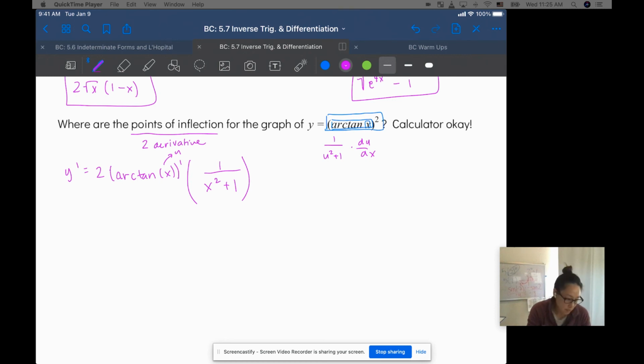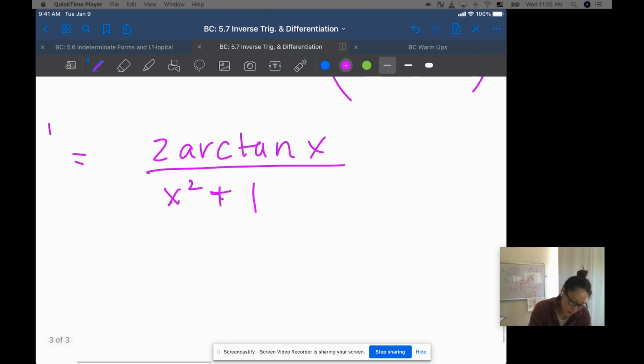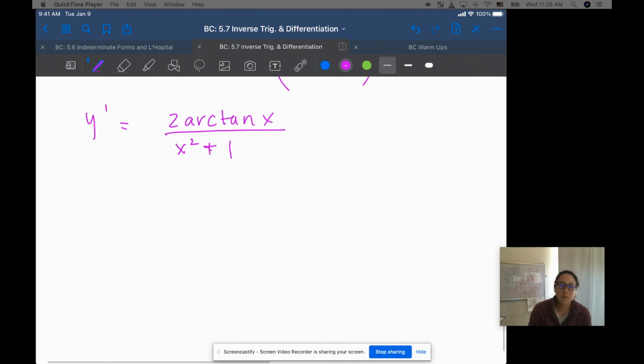Actually, let's combine these together. So I get y prime is equal to 2 arctan of x all over x squared plus 1. That's not very pretty today. Okay, so let's go ahead and take the second derivative now.